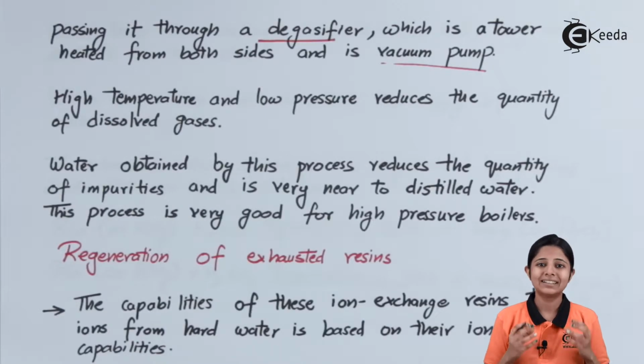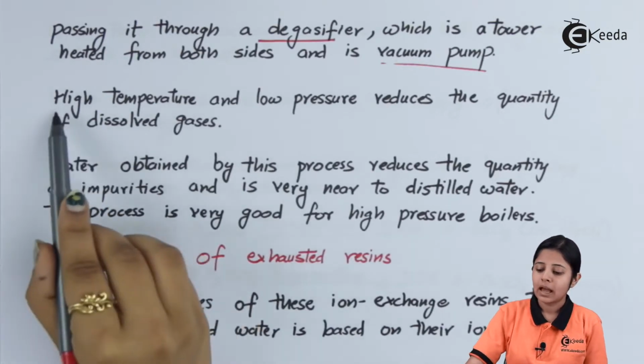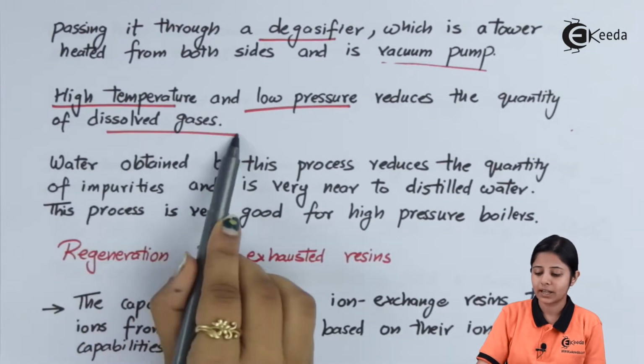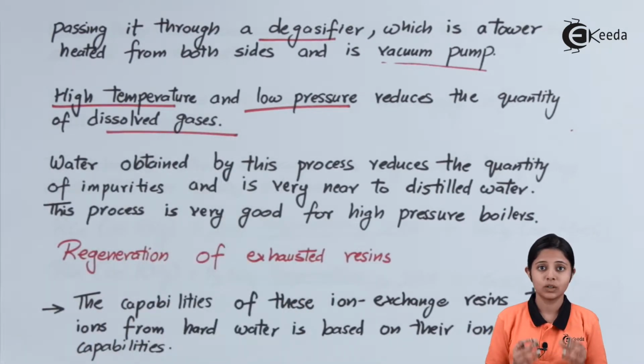Now how exactly does this degasifier work? It works on two principles. The first is temperature, the second one is pressure. High temperature and low pressure reduce the quantity of dissolved gas. It's very important to understand that whenever the temperature is high, the dissolved gas will bubble out. For example, let's take water which has dissolved carbon dioxide in it. This dissolved carbon dioxide is in water at room temperature. As soon as you start boiling the water, carbon dioxide will bubble out immediately.